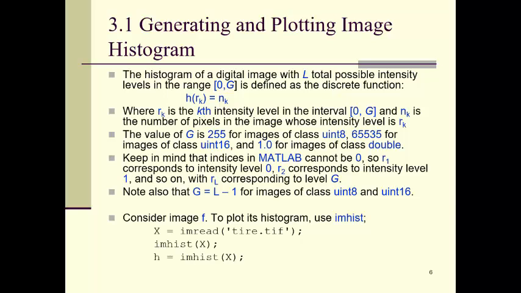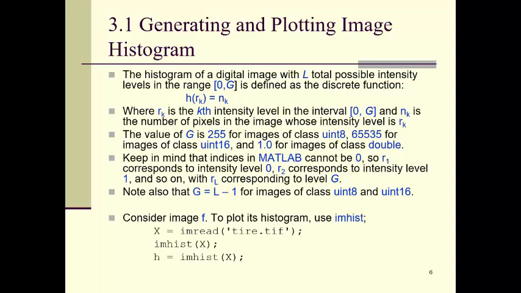So here when I say, for example, h of 0 is equal to a certain number, this means that this is the number of pixels that are having the level 0. Okay? So nk here means the number of pixels that are having the intensity level rk. And of course here rk is in this interval from 0 up to g. And nk is the number of pixels in the image whose intensity level is rk.